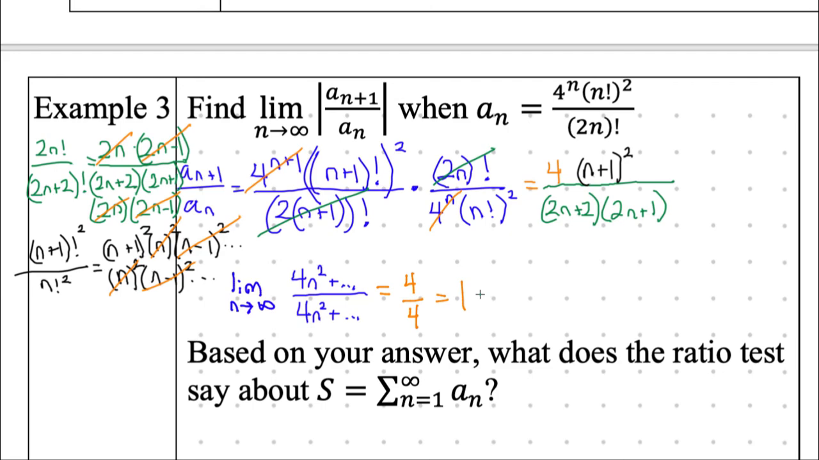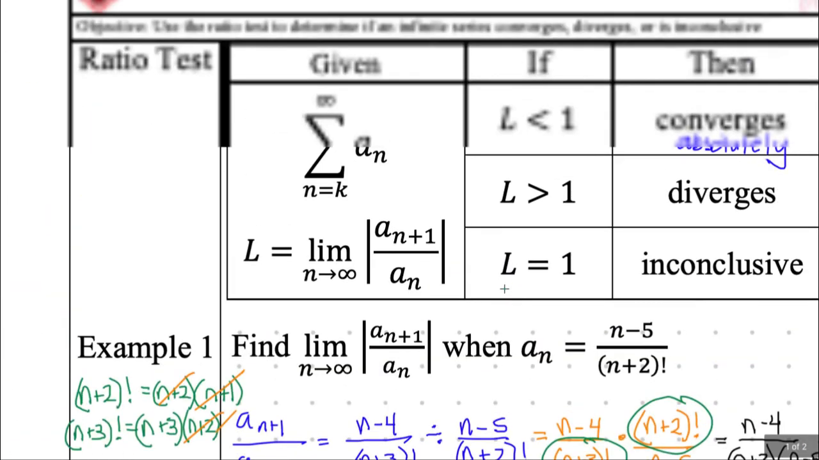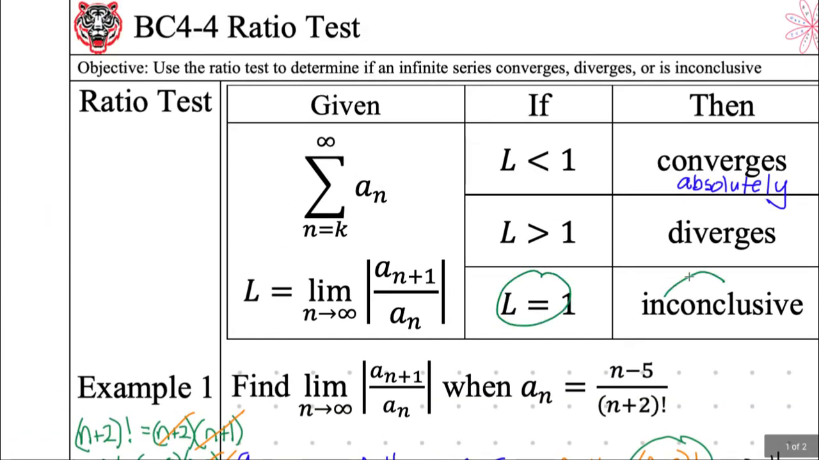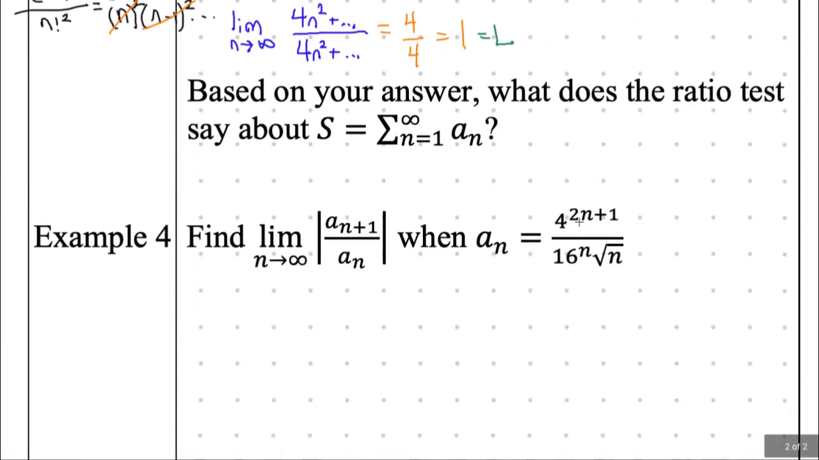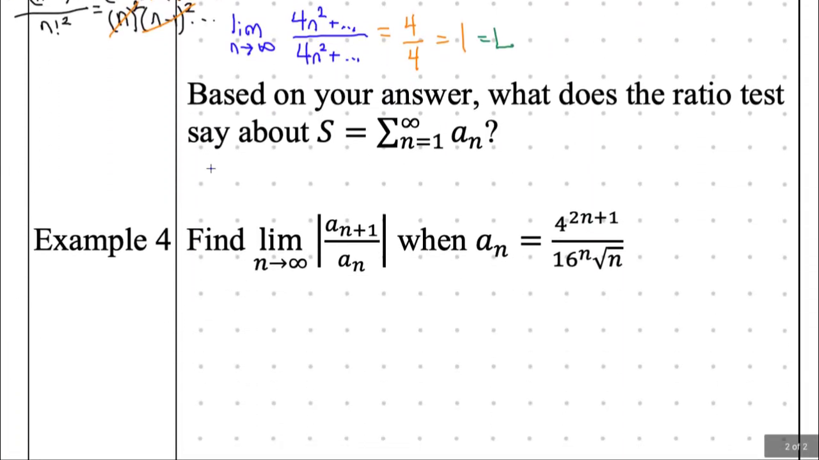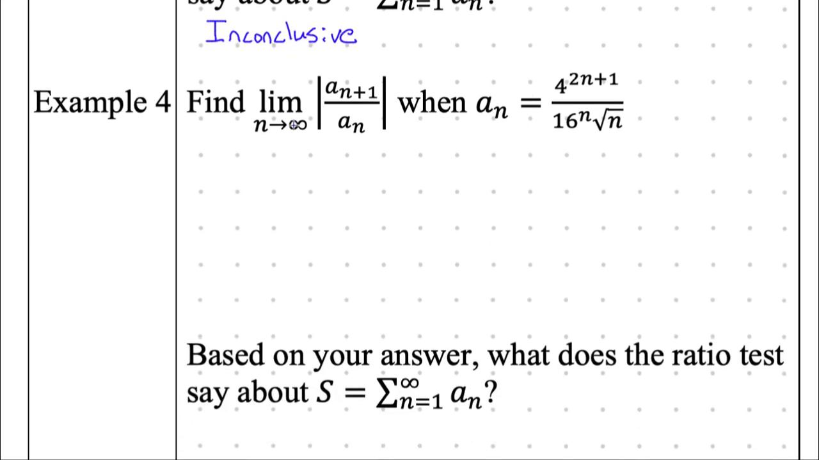I'll come back and say this is equal to L. I come back up to my table and I say, okay, when L is equal to 1, it's inconclusive. So my answer here is it's inconclusive. So I'll say down here, inconclusive.